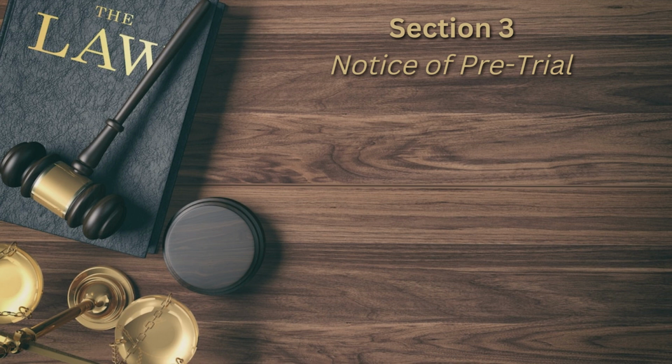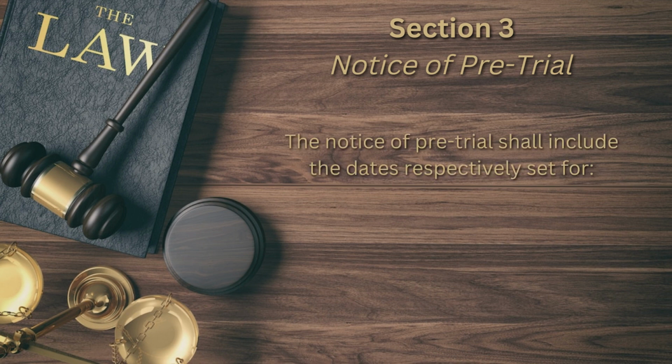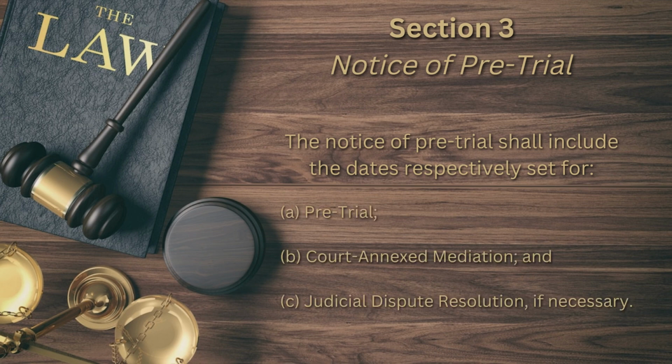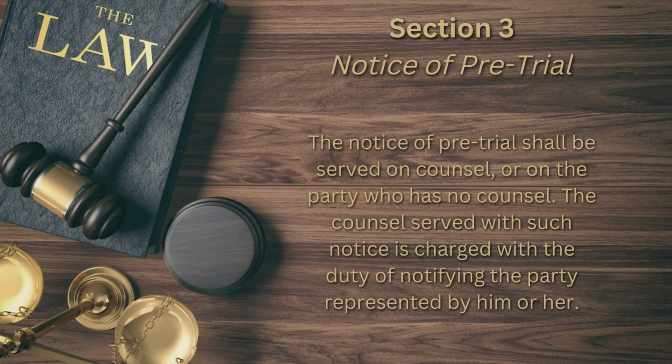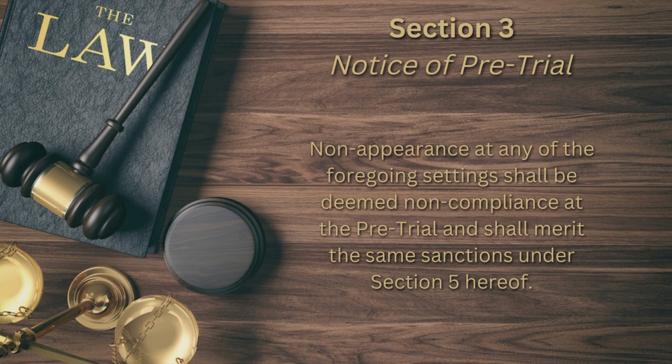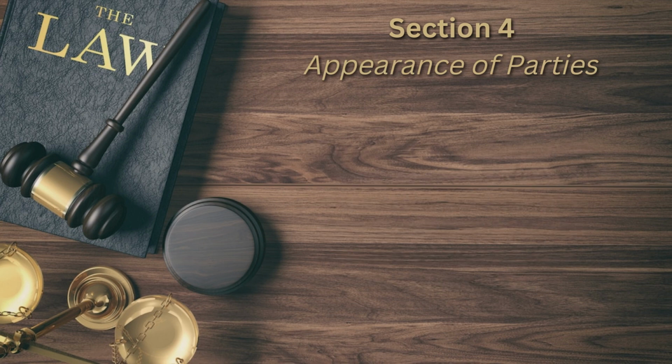Section 3. Notice of pre-trial. The notice of pre-trial shall include the dates respectively set for A. Pre-trial, B. Court-annexed mediation, and C. Judicial dispute resolution if necessary. The notice of pre-trial shall be served on counsel or on the party who has no counsel. The counsel served with such notice is charged with the duty of notifying the party represented by him or her. Non-appearance at any of the foregoing settings shall be deemed non-compliance at the pre-trial and shall merit the same sanctions under Section 5 hereof.